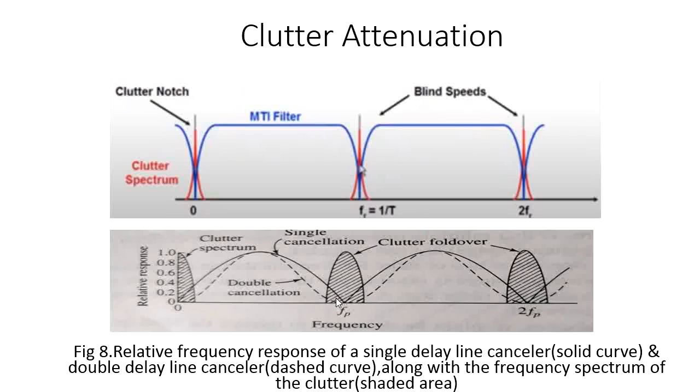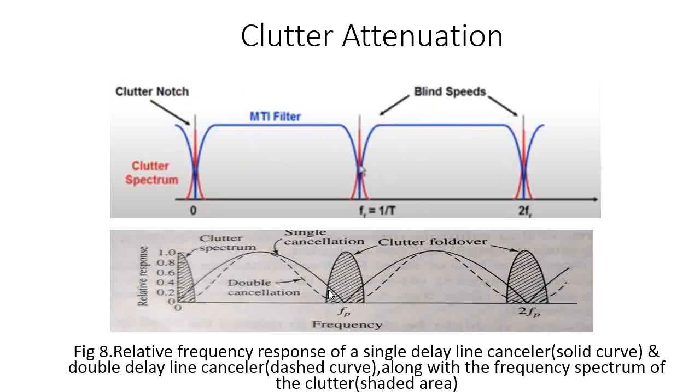So if I use the single delay line canceller, this much of the clutter is present in the receiving of the echo signal. If I add two delay line cancellers, nothing but cascading of the two delay line cancellers one after the other, the clutter will be attenuated much more compared to the single delay line canceller. So the first waveform indicates the waveform we are getting from the single delay line canceller. It contains this portion of the clutter.